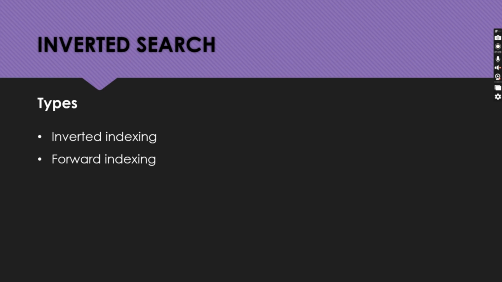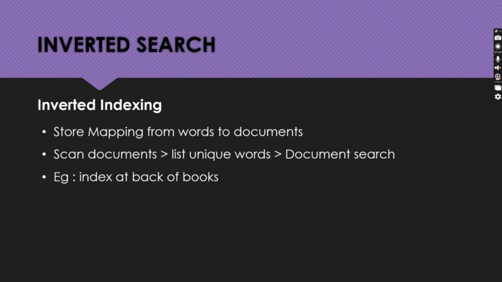Then inverted search has two types of indexing. Here we are using inverted indexing. This indexing is basically of two types: inverted indexing and forward indexing. You can look at the difference between those two. Inverted indexing stores mappings from words to documents.